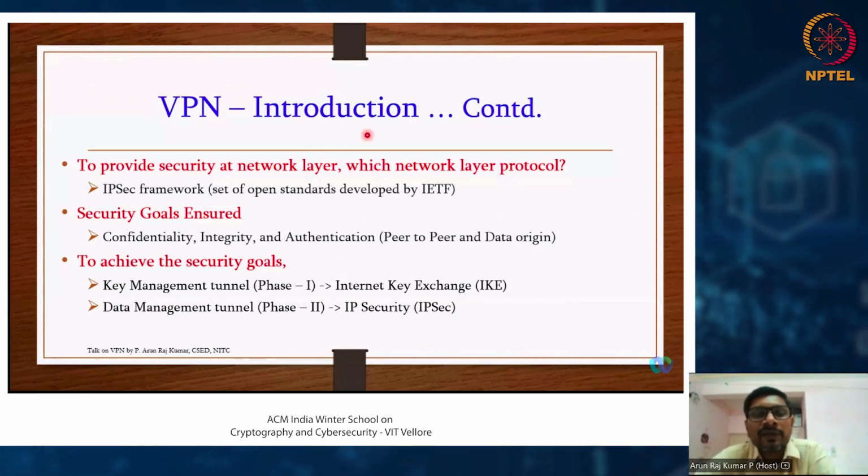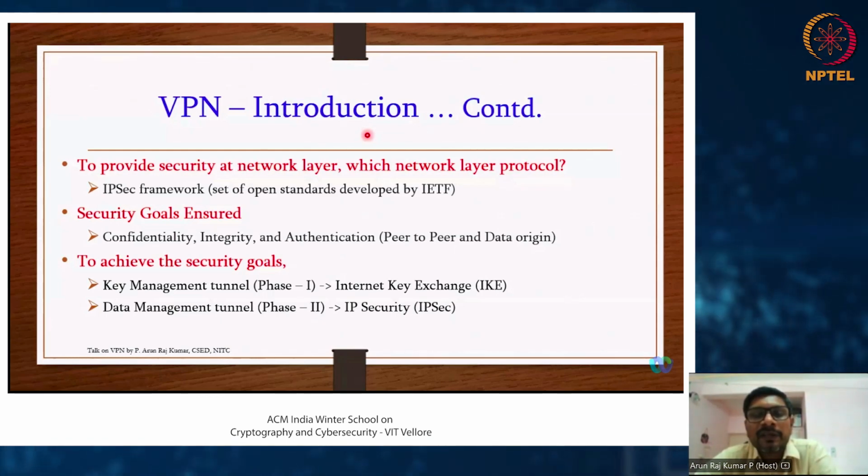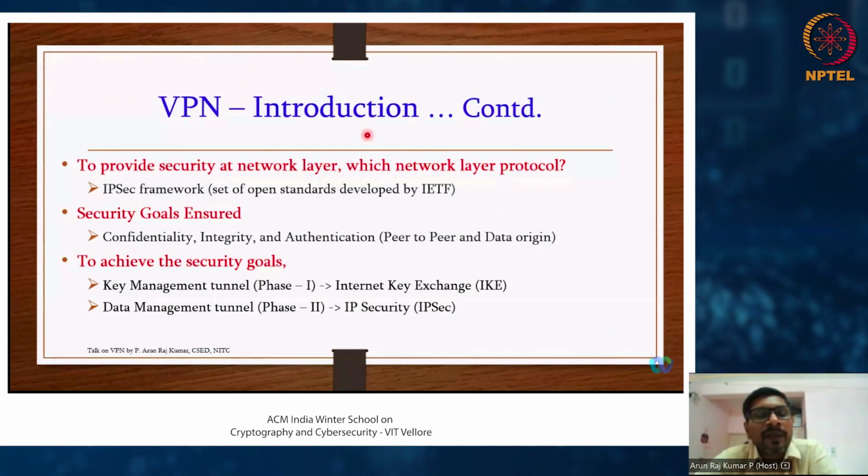And what goals are we ensuring here? Confidentiality, integrity, peer-to-peer authentication, and data origin authentication. These are the goals that are ensured or achieved using this VPN. And to achieve the security goals, there are two phases in VPN, and that's what we're going to see now.